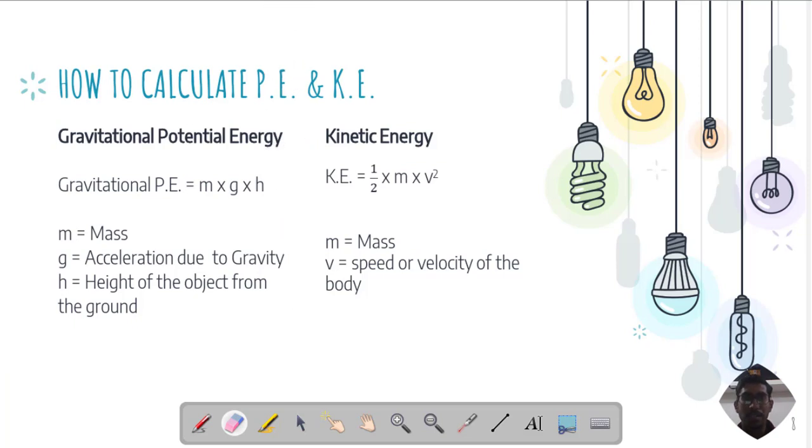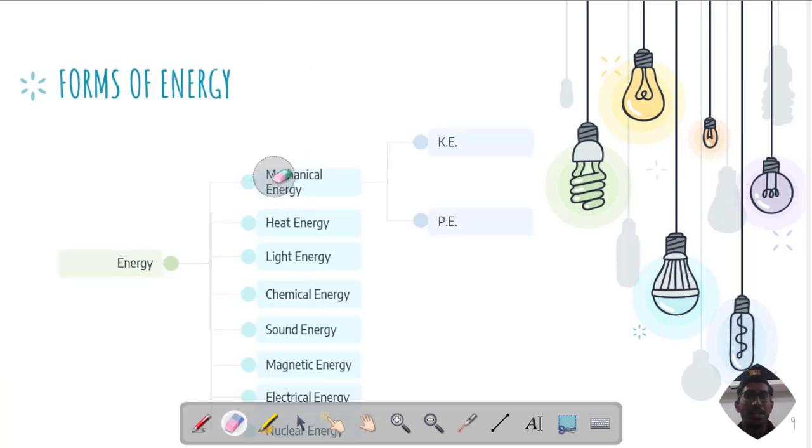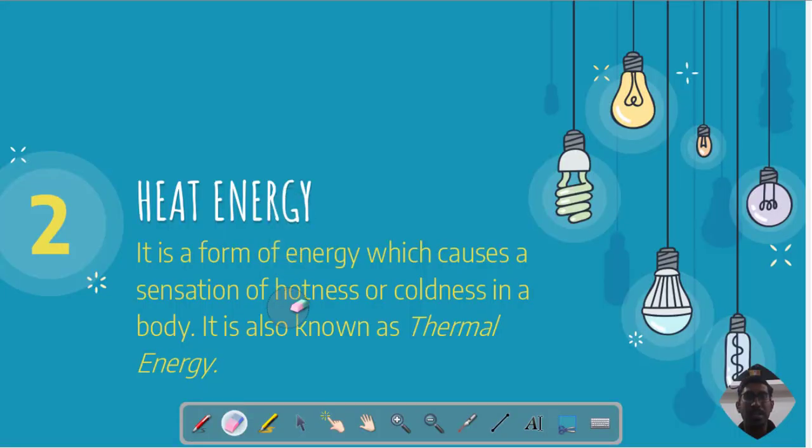Now, boys and girls, the next form of energy we will be learning about is heat energy. Are you familiar with heat energy? Yes, I am sure all of us are familiar with heat energy. It is the energy which causes us to feel how hot or cold our surrounding is.